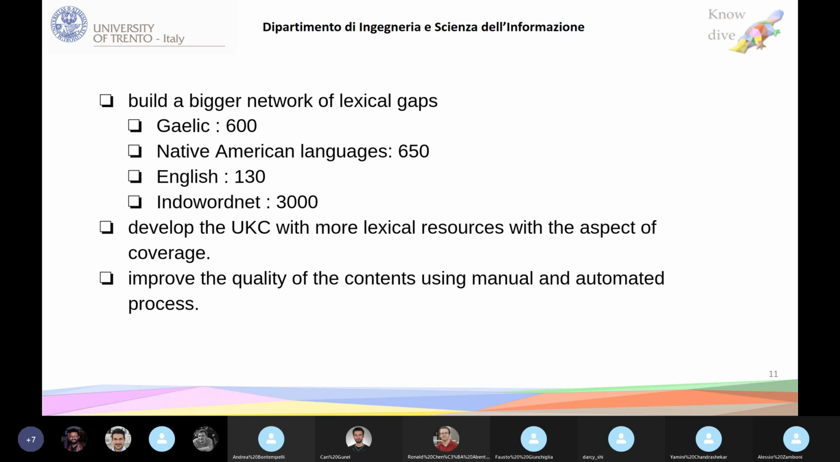And the final component in this list for this particular idea is to improve the quality of the contents. This would involve finding certain issues in terms of the senses that certain words are connected to, or the ID mapping, and so on, which are possible while doing the import of such a variety of resources. And this is aimed at being completed in a manual or an automated process.